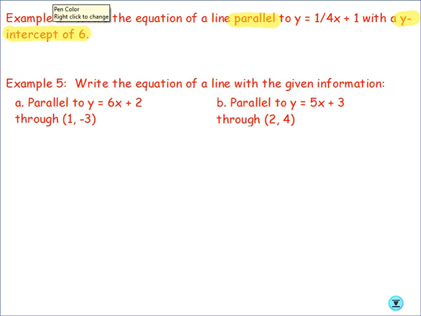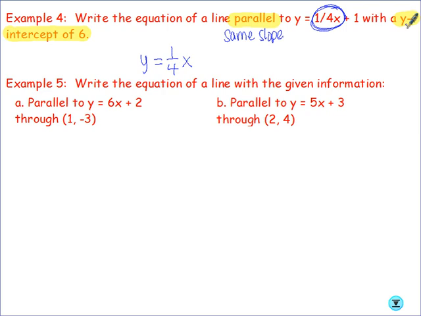Well, since parallel means same slope, I look at my equation and my slope is right there. That part stays the same. The other thing I need is a y-intercept, and it says right here, the y-intercept is 6. So plus 6. We just took the picture out of the problem.